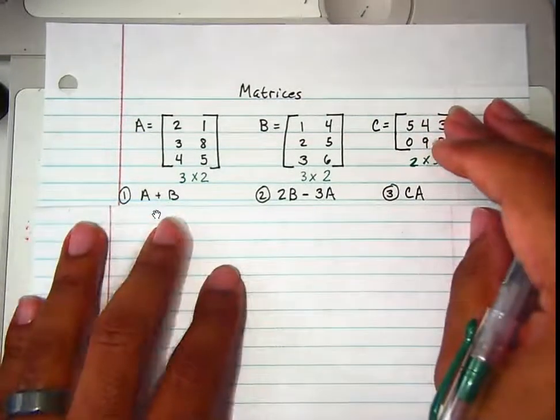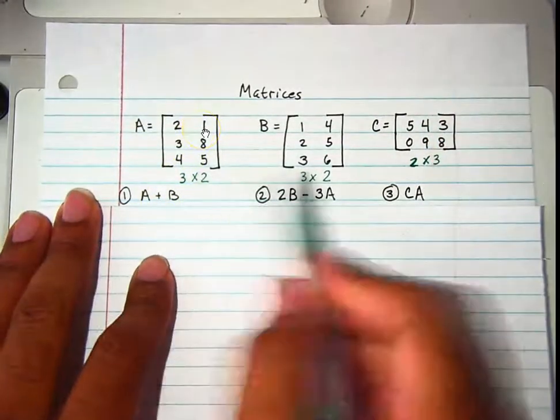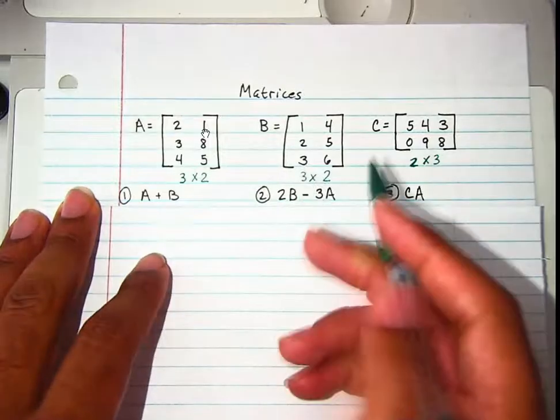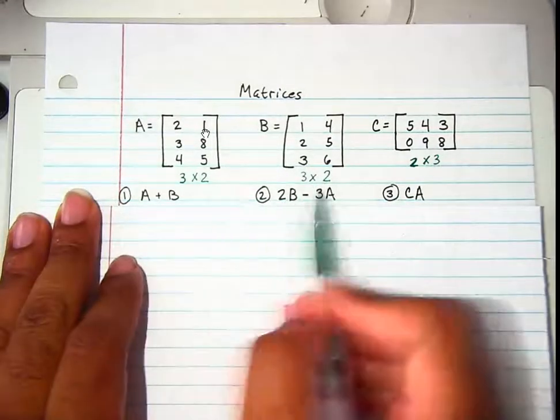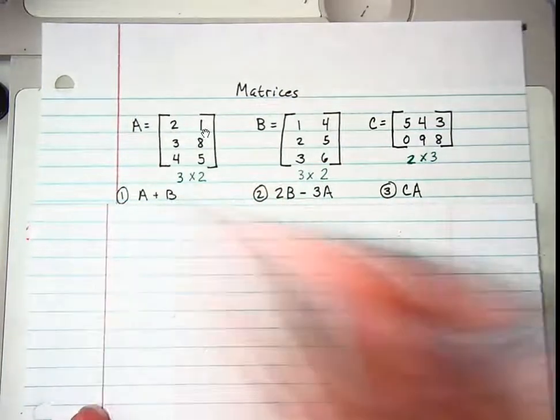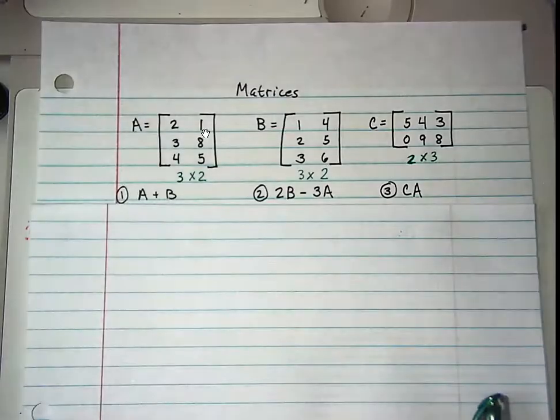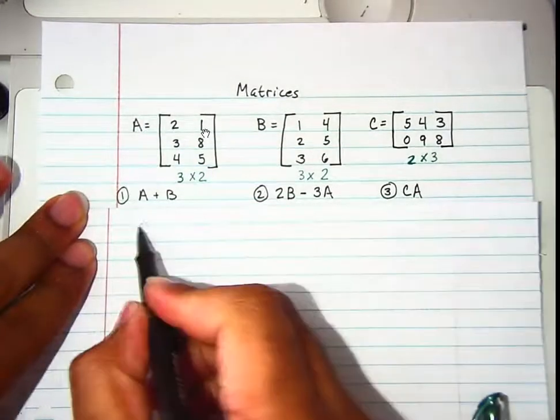All right. So here, A and B are the same dimensions, so we can go and add them. And yes, they are 3 by 2, 3 by 2. So that's what we're going to do. We're going to add those bad boys up. So I'm going to write them down really quick.